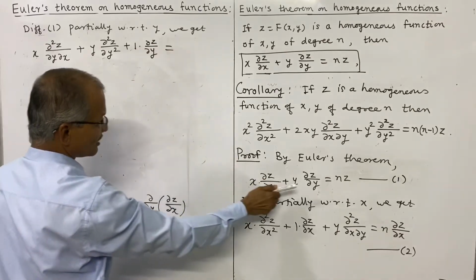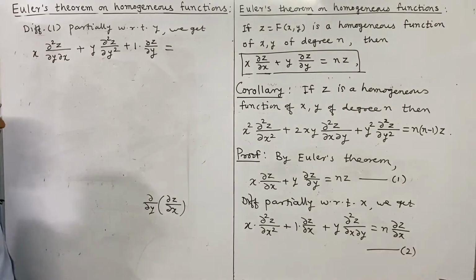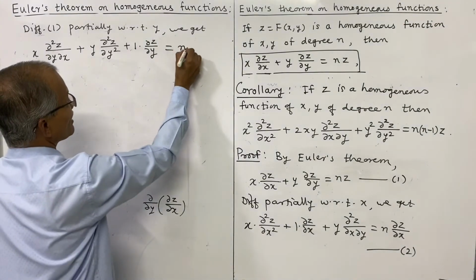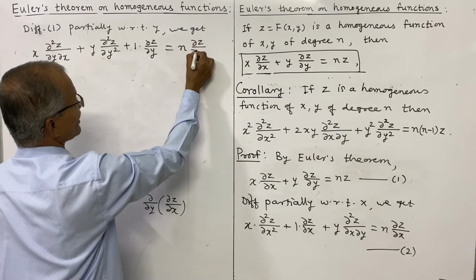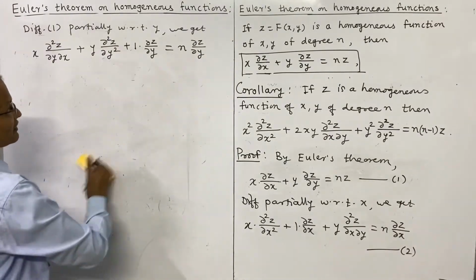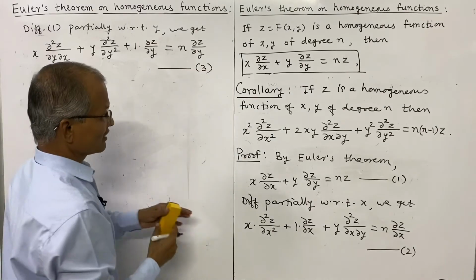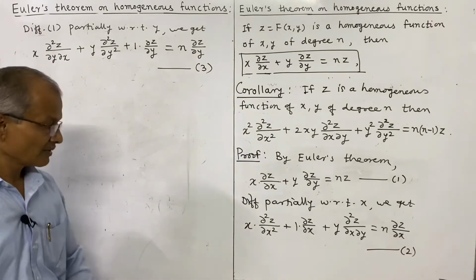So this much is the derivative of the left side partially with respect to y, and the right side is n times the partial derivative of z with respect to y. So this we have obtained as the third result. Now you see how to get the required result from these expressions.